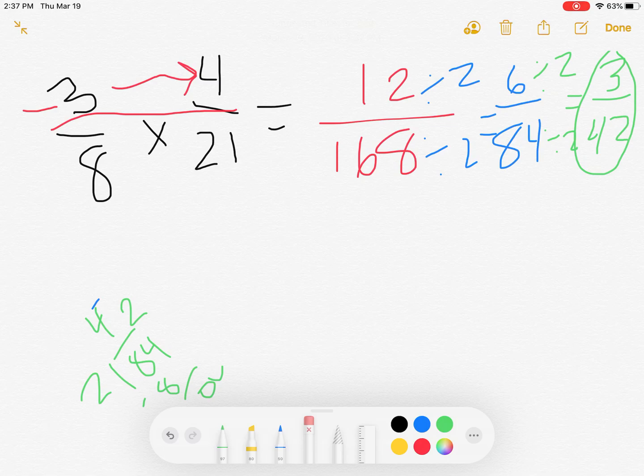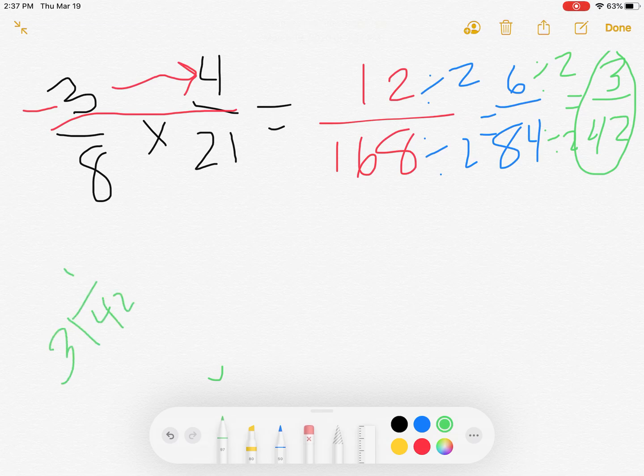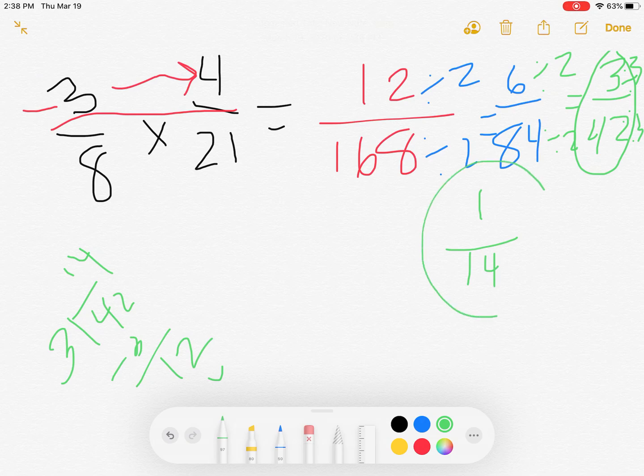And then I'm going to ask myself again, is there any way 3 can go into 42? Am I done simplifying? So just to be sure, look at this, guys. It does. It goes in 14 times. So this can actually be reduced again by 3. And I end up with 1 over 14. I know this can't be simplified anymore because I've got that beautiful 1 on top.